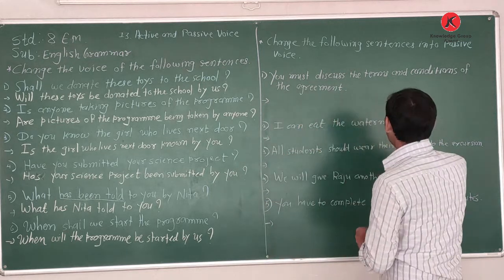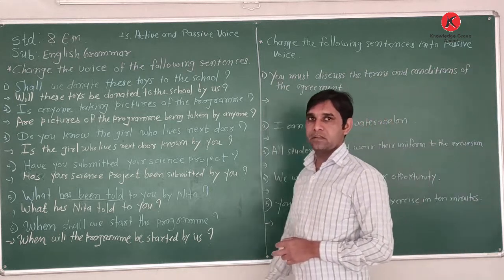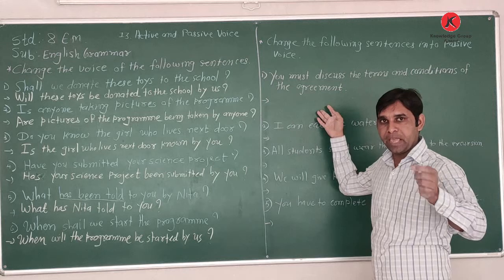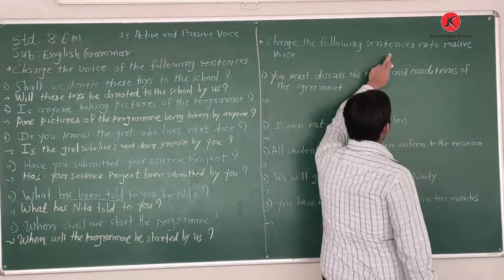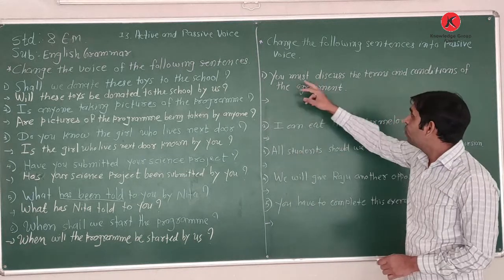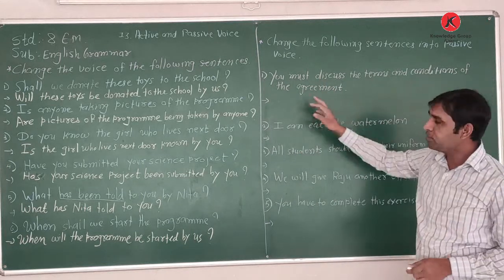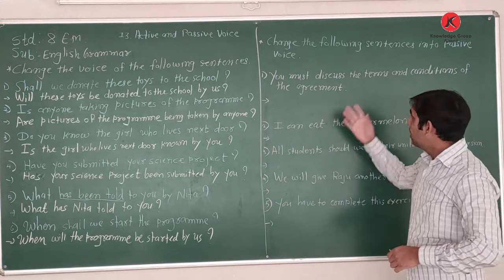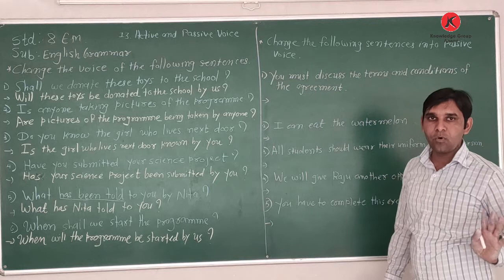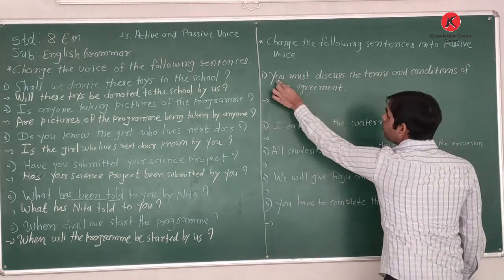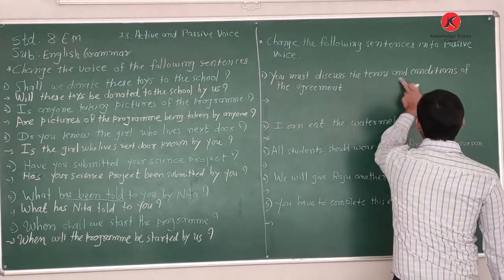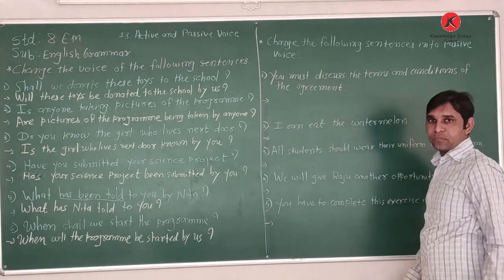Okay, now coming to here. Here we use the modals. We can change these modals, adding be after the modal. See, change the following sentences into passive voice. Simple sentences are given in active voice. You must discuss the terms and conditions of the agreement. Whichever object is given, singular or plural, we cannot change the modals. So you, then the modal must, then the verb, and this whole set of words is the object.